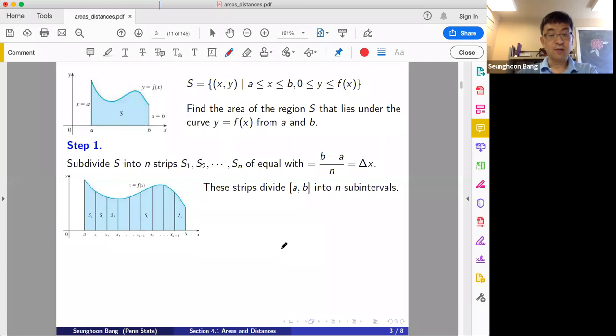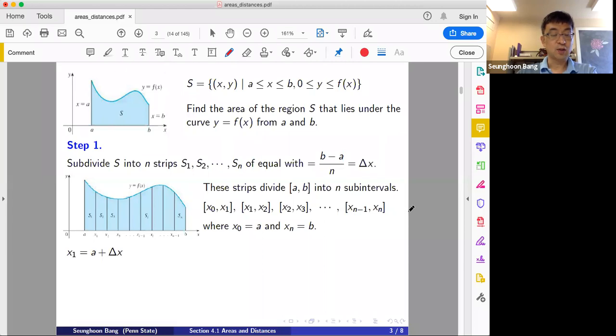So this strip divides [a, b] into n subintervals. The x0, x1, as I said before, x0 is like a, and xn is like b. We have the first subinterval, this one. The second subinterval, this one. The third one is this one. The last one is like this one, where x0 equals a and xn equals b.